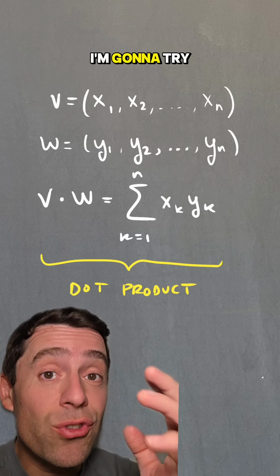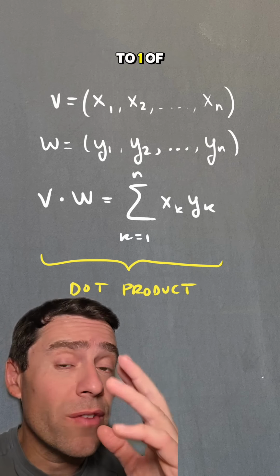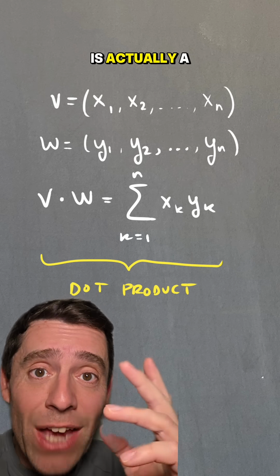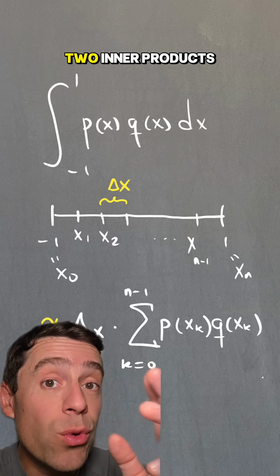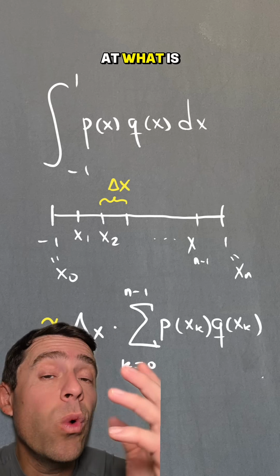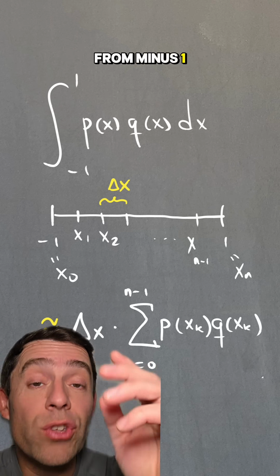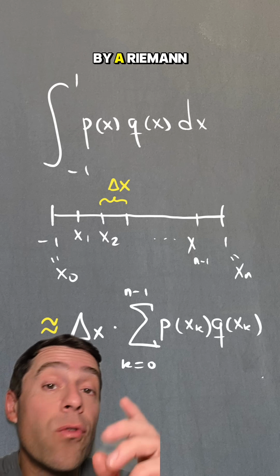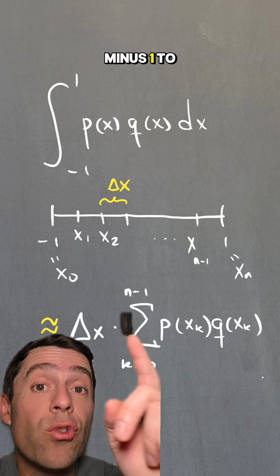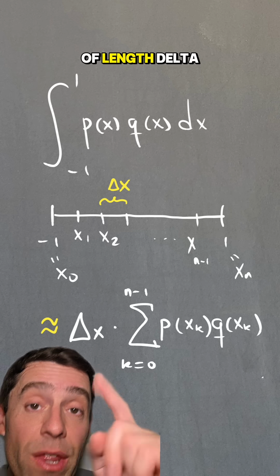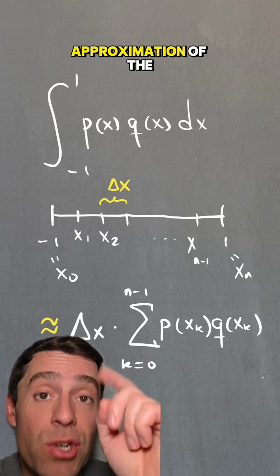So in this video, I'm going to try to explain to you that, in fact, that inner product, the integral from -1 to 1 of the product of two polynomials, is actually a generalization of the usual dot product. And to see the connection between the two inner products, we can have a closer look at what a Riemann integral is. We can approximate the Riemann integral from -1 to 1 of the product of the two polynomials by a Riemann sum. So what I'm doing is breaking the interval from -1 to 1 into n subintervals, each one of length delta x, and then the Riemann sum will be an approximation of the Riemann integral.